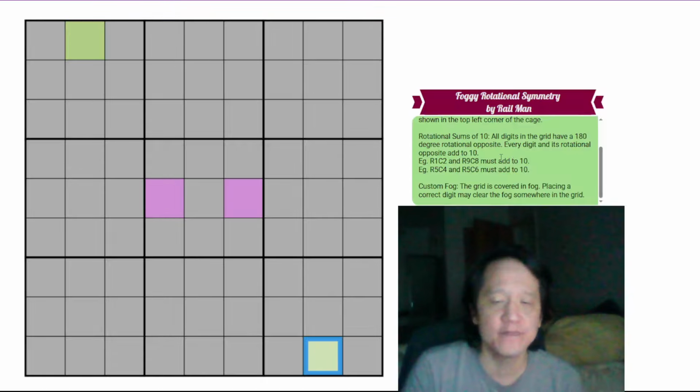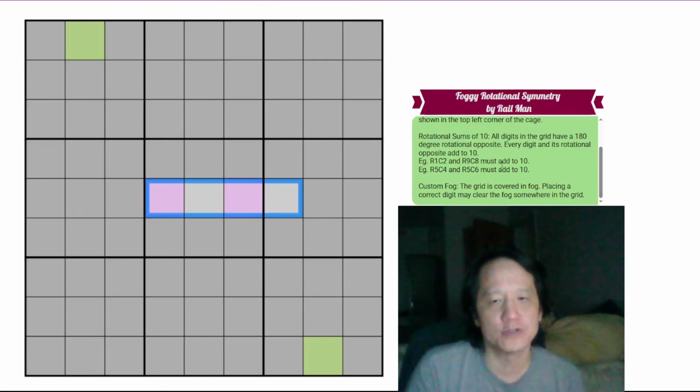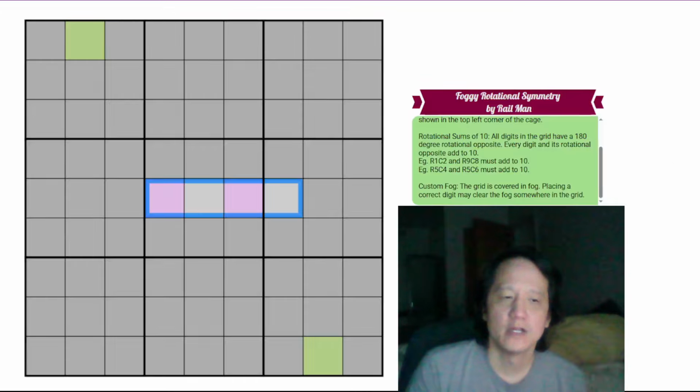We have custom fog also, where the grid is covered in fog. Placing a correct digit may clear the fog somewhere in the grid. So this is dynamic fog of war. Anyways, let's see how this works. Those are all the rules of the puzzle. If you'd like to play along, there's going to be a link in the description. And now, I'm going to get started. Let's learn how to Sudoku.